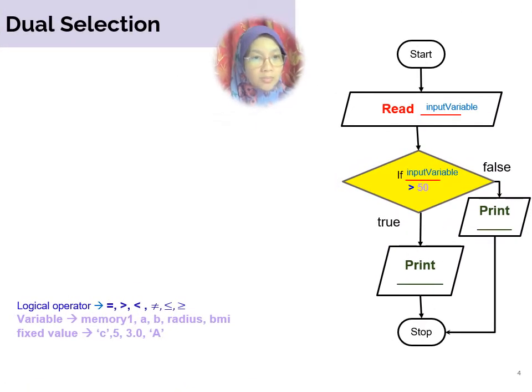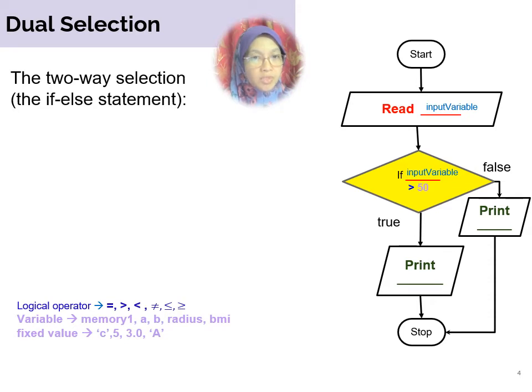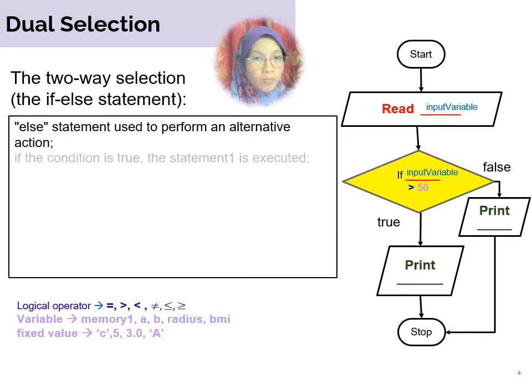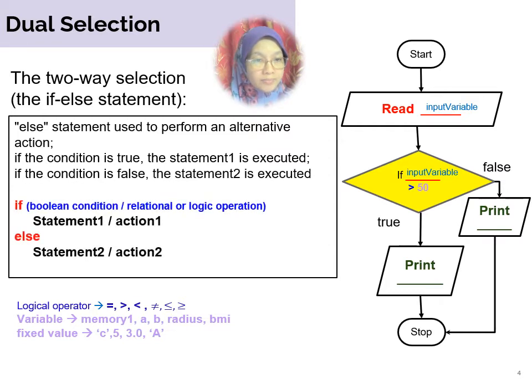Okay, what does it mean? Dual selection is a two-way alternative or option to be chosen. If and else, you can see here, is used to write down the selection, then perform either action 1 or statement 2, action 2. Either do this or do that.